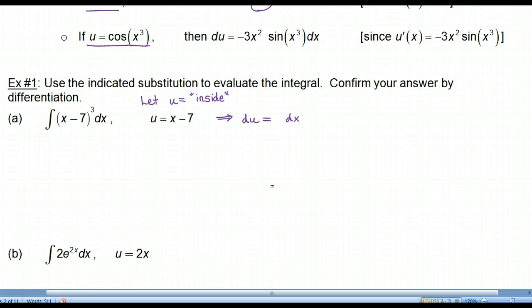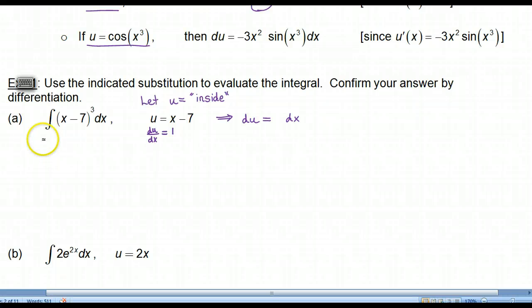Where was the 1? Well, if I were to write out du/dx, that would just be equal to 1, right? So when I'm looking for just the differential, we just want to move the dx to the right side. So the 1 is kind of irrelevant here.